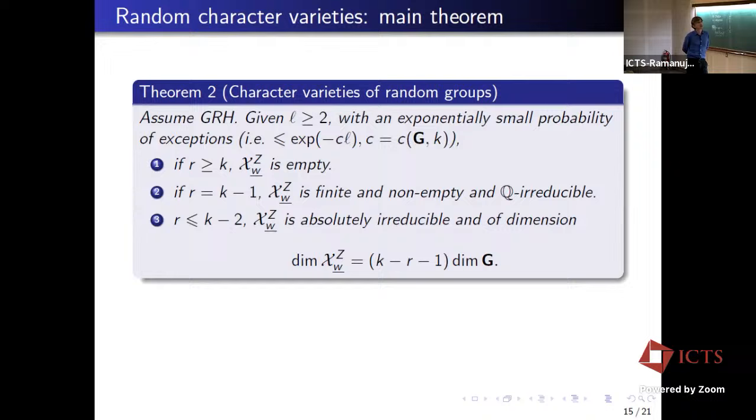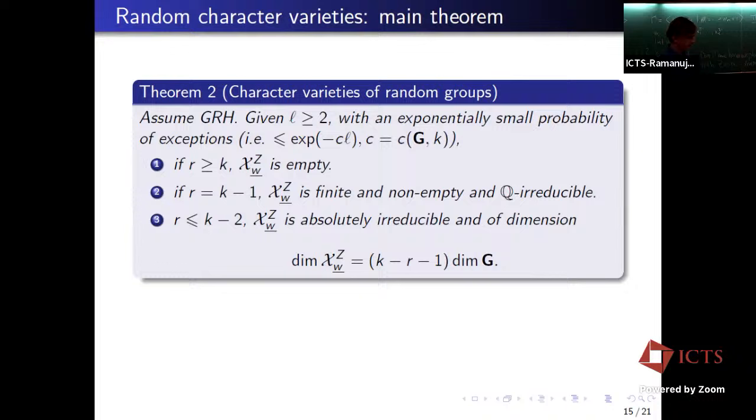In this theorem, we understand when the character variety is empty, when it's non-empty but finite, and when it's infinite, and then we compute the dimension. So we fix K and we fix R. Okay? And we take these relators at random of length L among all words of length L.